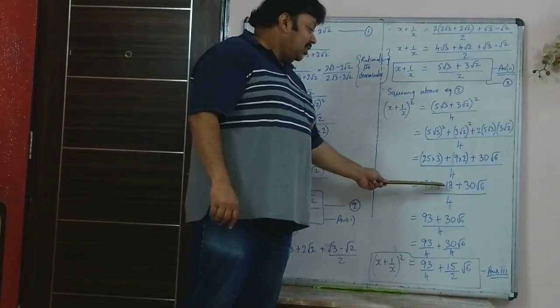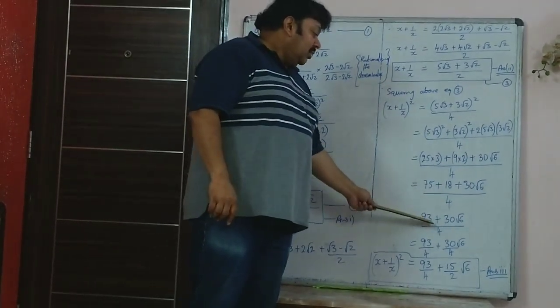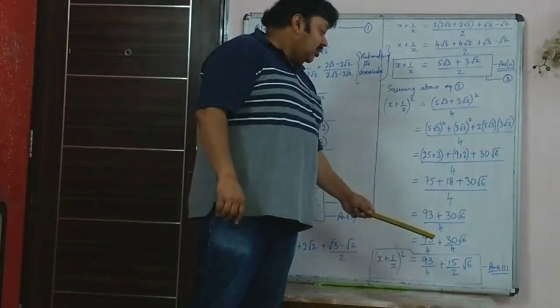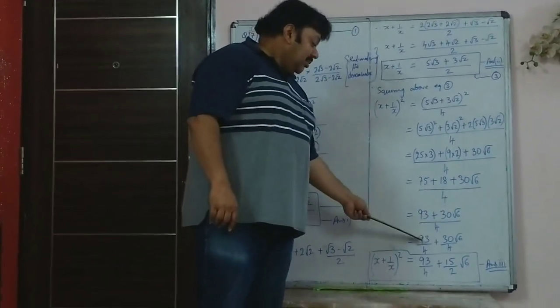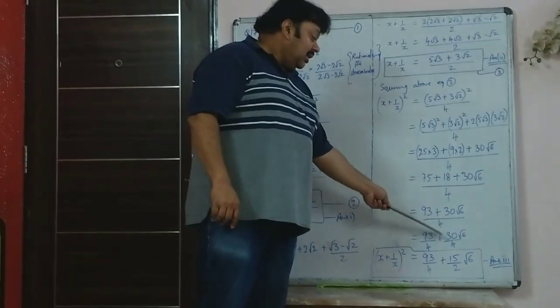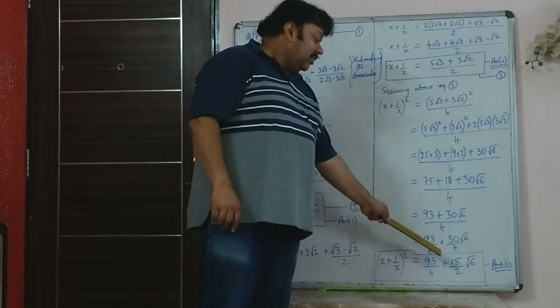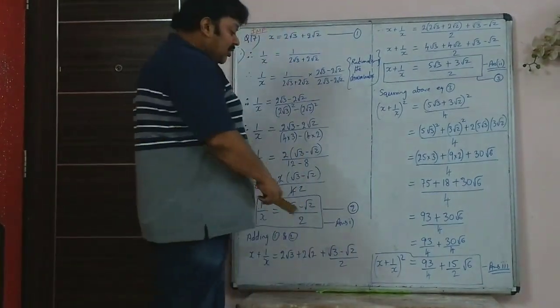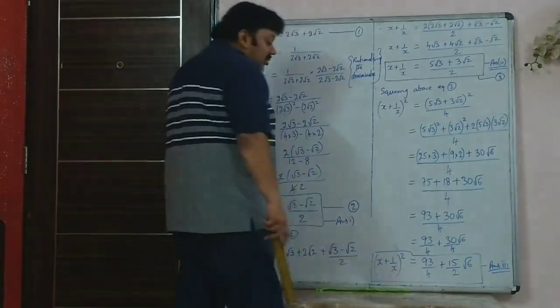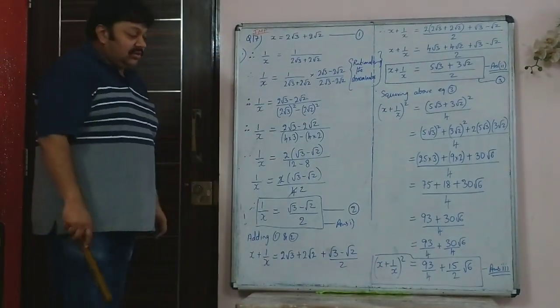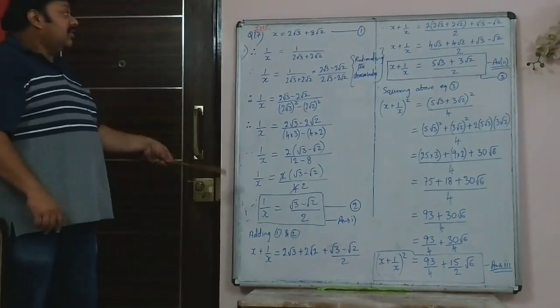So both these terms have to be added. So 93 plus 30 root 6 upon 4. So it is 93 by 4 separate now. 30 and 4 can be divided, it will become 15 by 2. So your final answer is 93 by 4 plus 15 by 2 root 6. So that's how you will solve this sum.